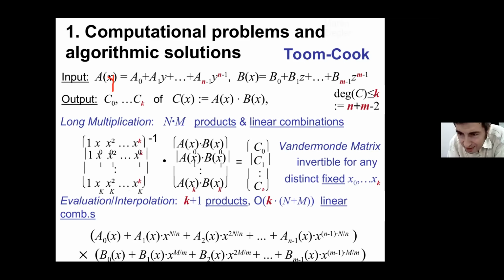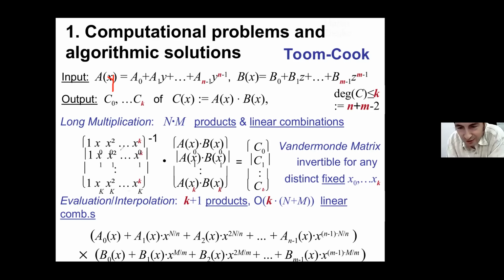You can find the coefficients of the product by evaluating the product through simple multiplication of values, and then you know the values of the polynomial which is the product, and you can reconstruct the coefficients from the values using the inverse of the Vandermonde matrix. So you fix distinct values x0 to xk, and you can reconstruct the coefficients of the product from the values of the product, which you evaluate by multiplying with this Vandermonde matrix.